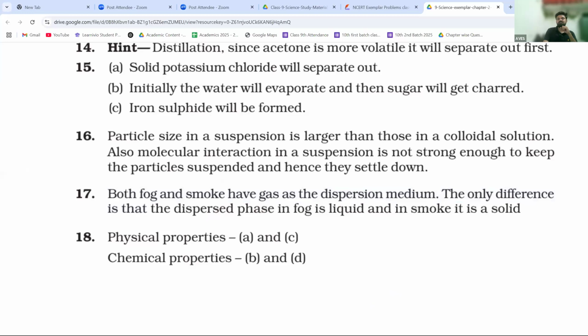The particle size in suspension is larger than in colloidal solution. Also, the molecular interaction in suspension is not stronger, means the molecular interaction is not strong enough to keep the particles suspended. Hence they settle down. But in colloid, the molecular interaction is good, so they keep the particles suspended.